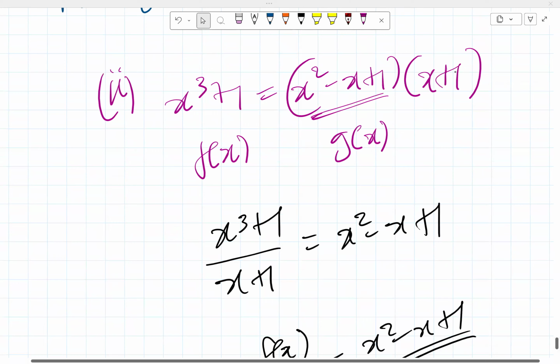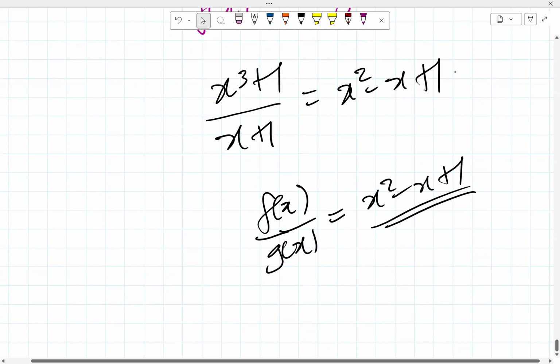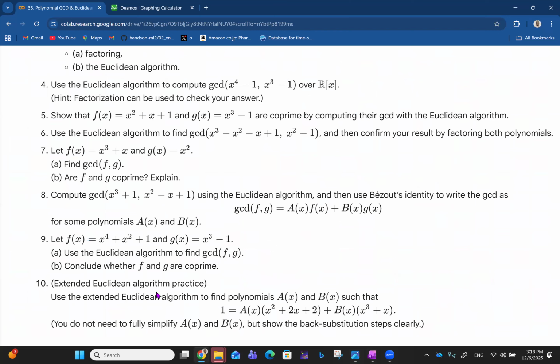Okay. So here we just have a straightforward common divisor basically. So the GCD will just be x squared minus x plus 1.